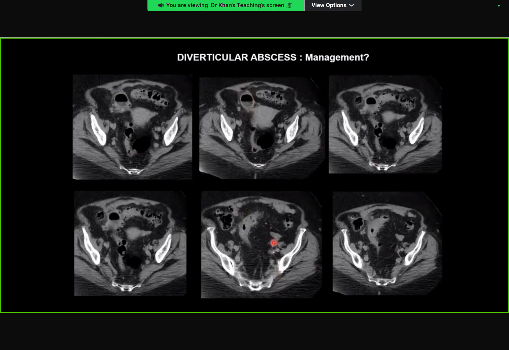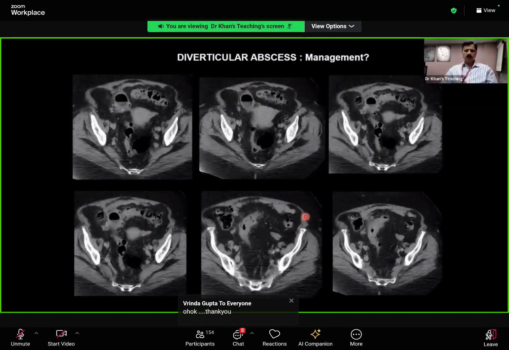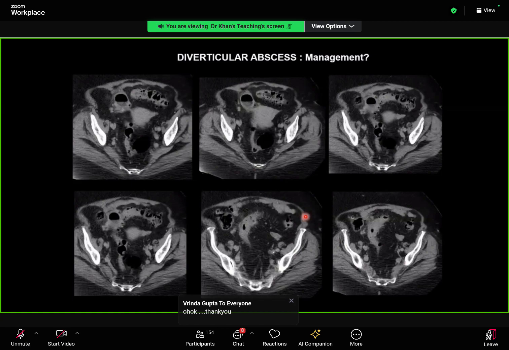Needs to be referred to the surgeons, but it can be managed radiologically as well. What are you going to offer to the surgeons? It can be drained through CT guidance. Okay. Under the CT guidance.